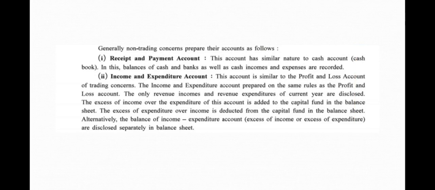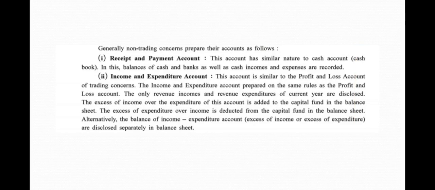Now at the end, after recording all the income and expenses, considering outstanding income, outstanding expenses, pre-received income or prepaid expenses, the balance of the account is done. Maybe the credit total is more than the debit total, or the debit total is more than the credit total.